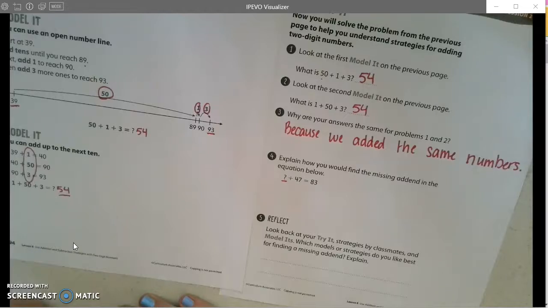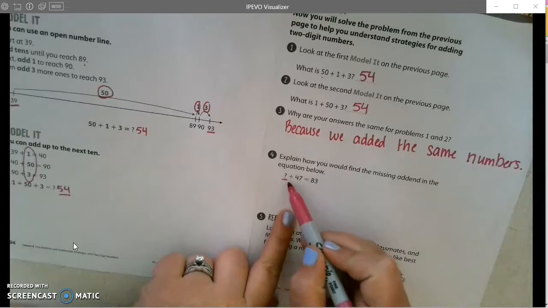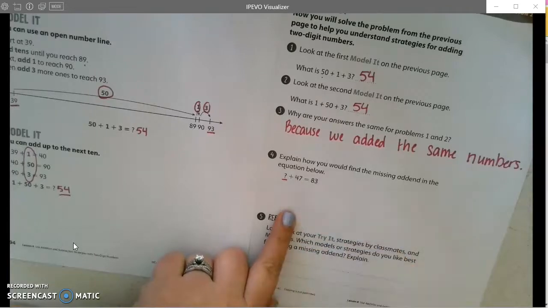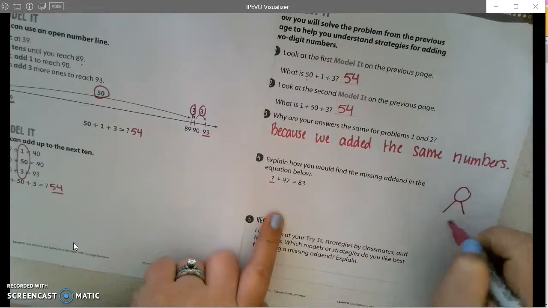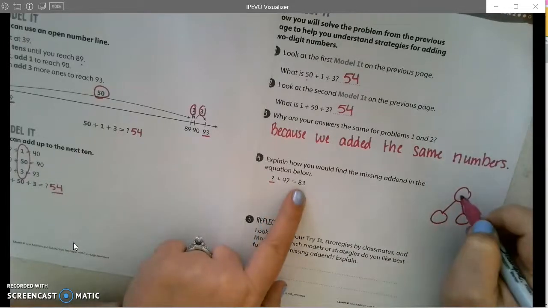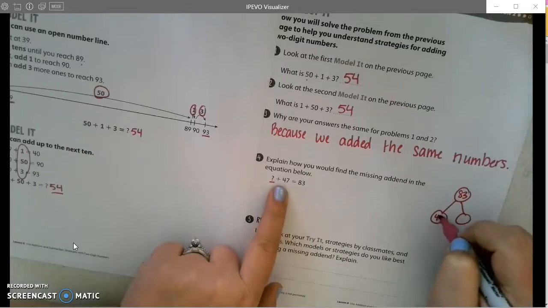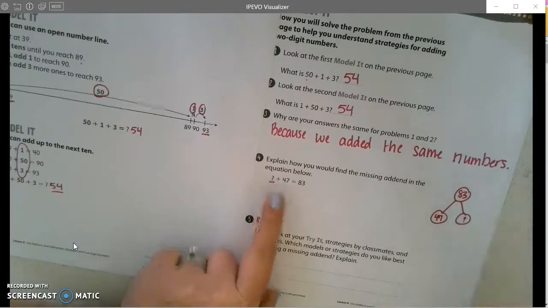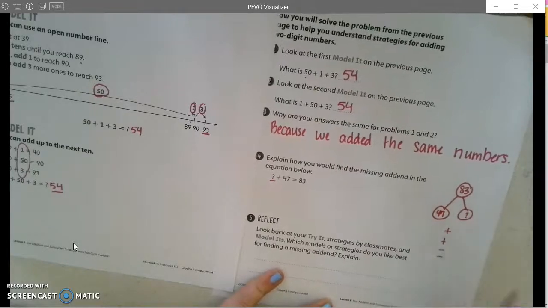For me, I would take the 2 that I know. I know that this is a part and a part and a whole. Flip it around, because remember we have this in the back of our head still. So they gave us our whole, which is 83, and they gave us a part, which is 47, and then our other part. So remember, there are 4 equations that go along with this.